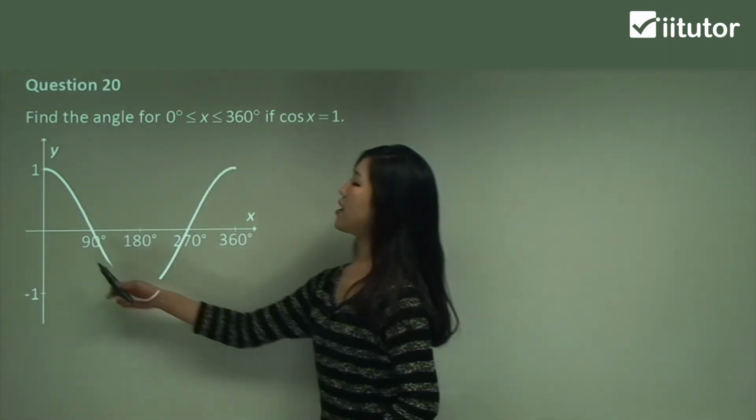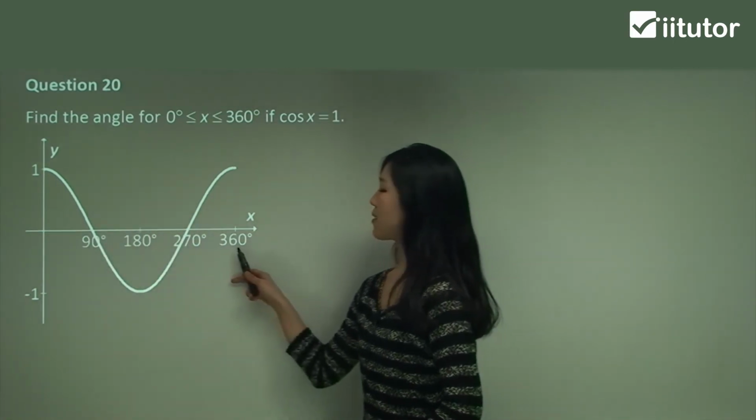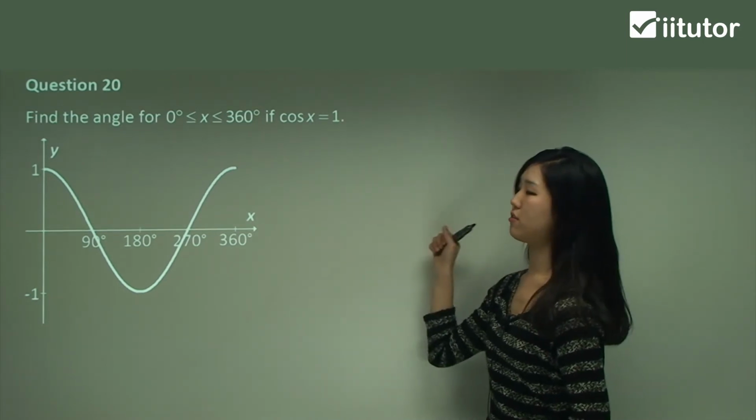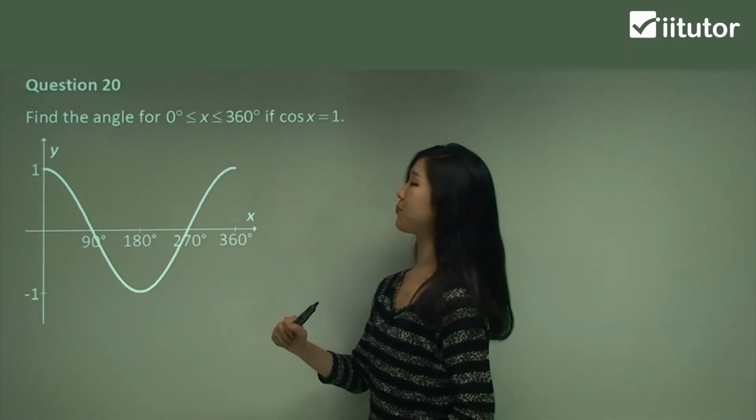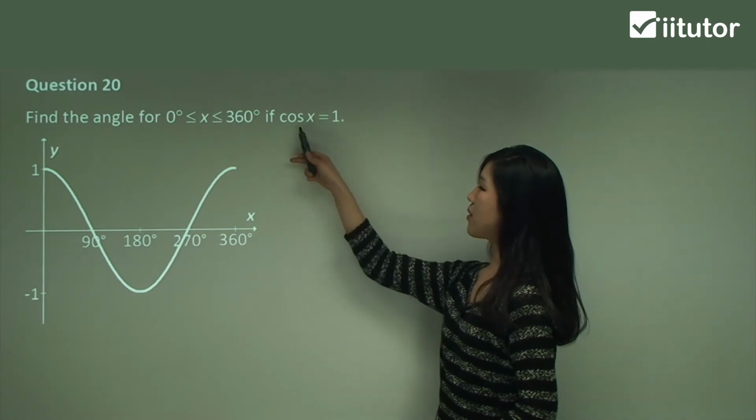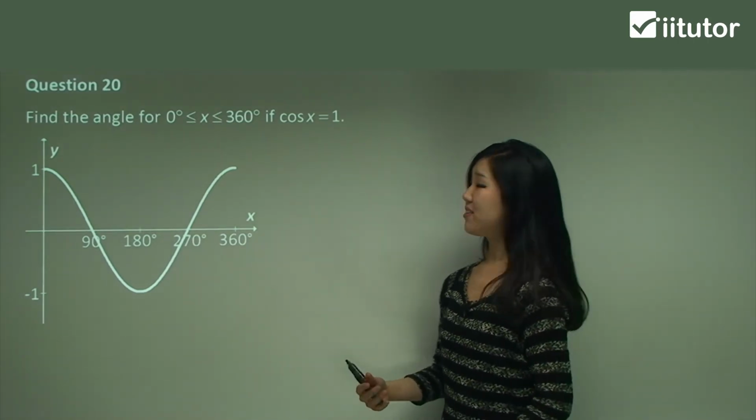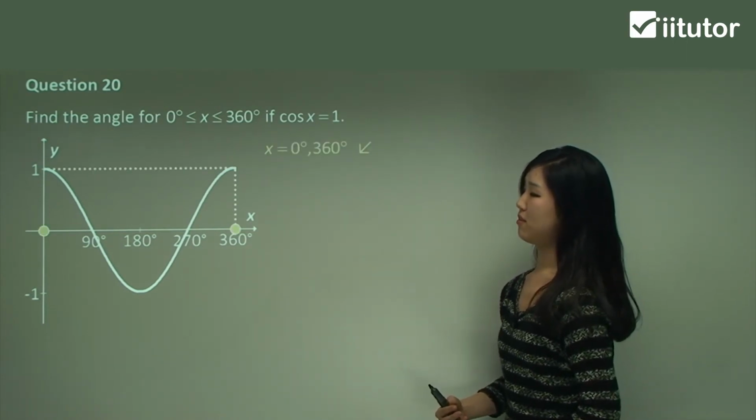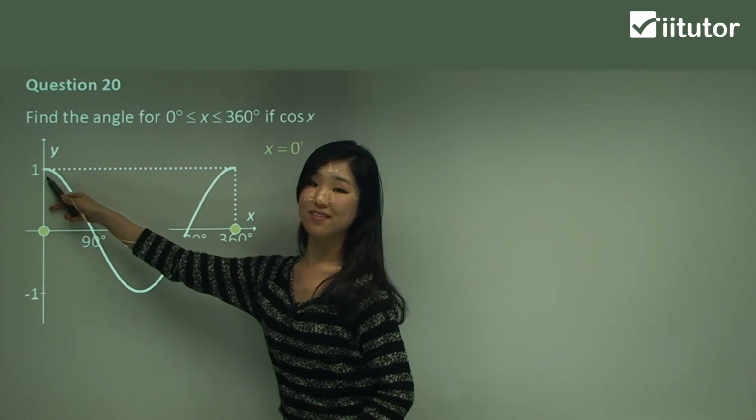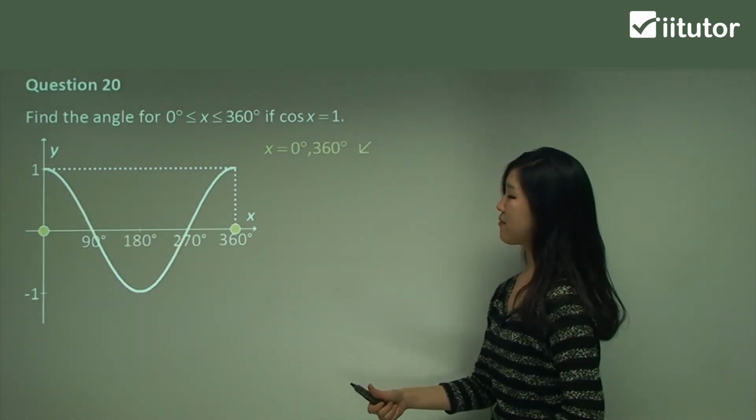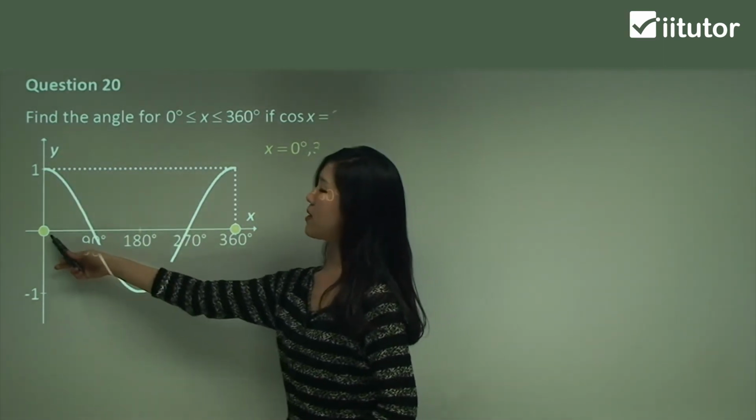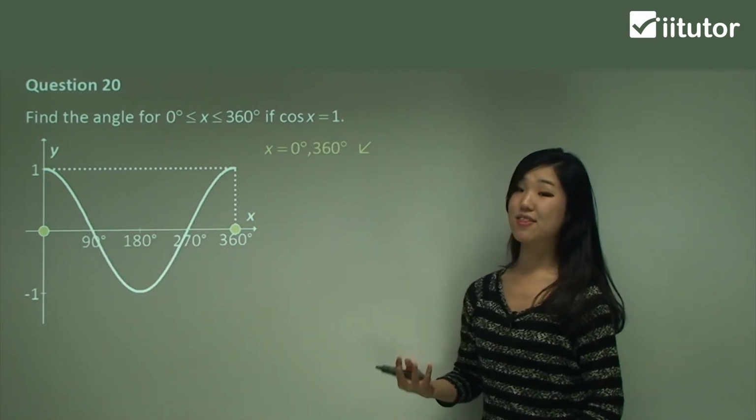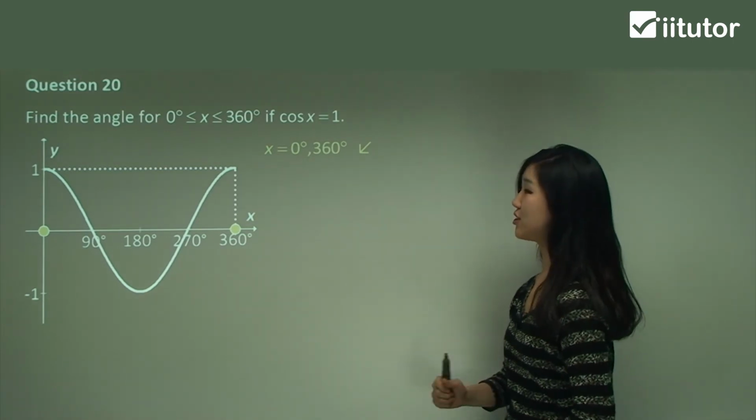Now question 20. Again, we're going to look at when x is between 0 and 360, because this is a cos graph, but the cos graph also goes on and on and on. So we're only going to consider this domain. Now it says find the angle for when cos x equals 1. So on the diagram, have a look, when is cos x equal to 1? Simply this point and this point. The graph is at 1. So the angles that make cos x equal to 1 will be this angle 0 and this angle 360. So 0 degrees and 360 degrees are our 2 solutions.